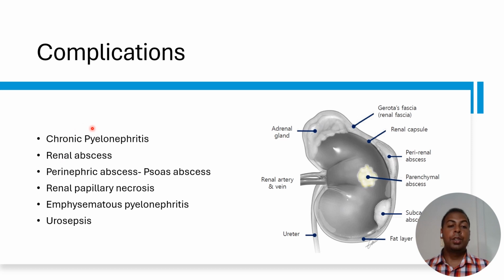So complications, if a patient would have recurrent episodes of acute pyelonephritis, that could cause chronic pyelonephritis, renal abscess as we mentioned. A perinephric abscess could also lead to a psoas abscess because of the most external location of this type of abscess and the proximity of the psoas muscle relative to the kidney. Renal papillary necrosis is also a concern. Emphysematous pyelonephritis and urosepsis. Sepsis could occur, and that could be very life-threatening for the patient.